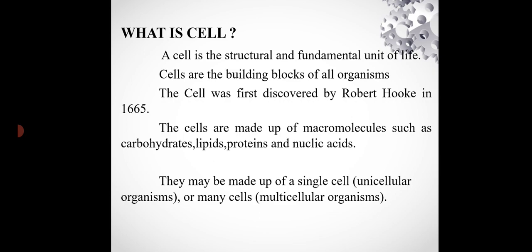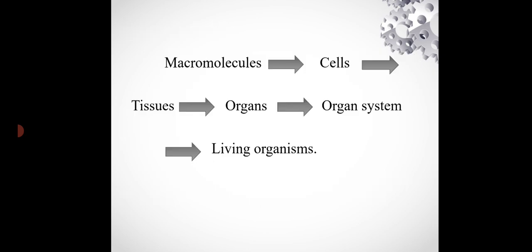Next, how are organisms made up of cells? Macromolecules such as carbohydrates, lipids, proteins and nucleic acids are of a larger size. So some macromolecules together form a cell. More than one cell together forms a tissue. Tissues together form an organ. Organs together form an organ system. The whole organ system is called a living organism.